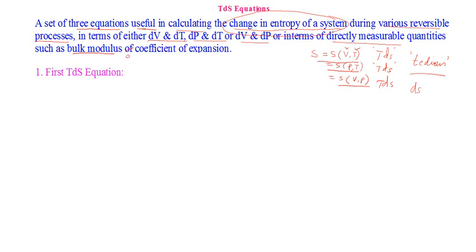Or there is the coefficient of expansion. You just heat a substance, measure the change in volume, and compare it with the original volume. You will be able to get what is known as the coefficient of expansion of the material. By measuring these properties and using their relation to the change in entropy of the system through Maxwell's relation, and by using proper integration, you will be able to calculate the change in entropy of the system during a process. That is the ultimate aim of deriving this set of three equations using Maxwell's relation.